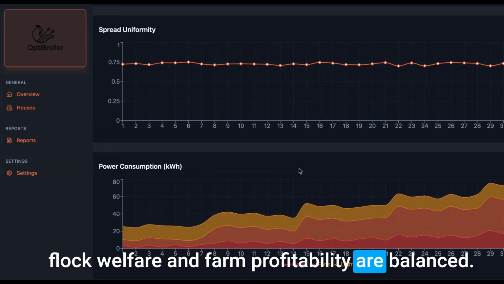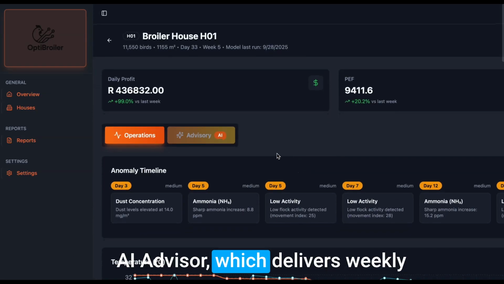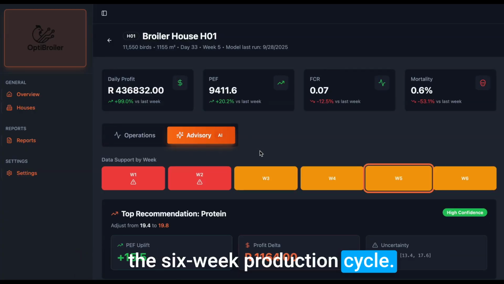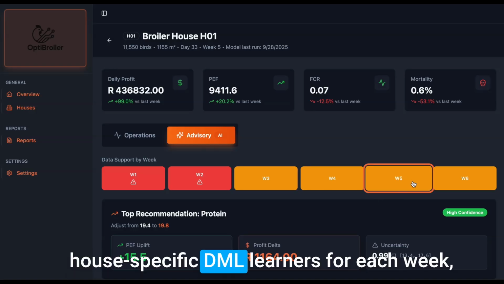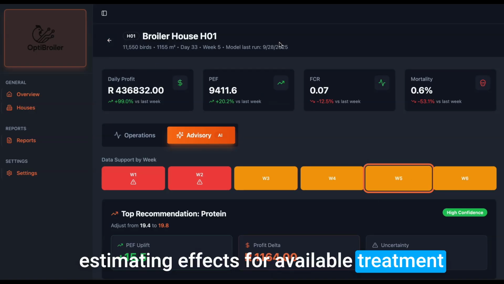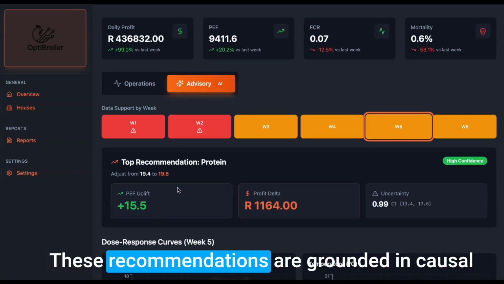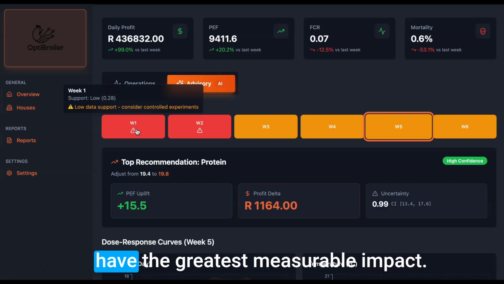At the heart of our platform is the AI Advisor, which delivers weekly data-driven recommendations throughout the 6-week production cycle. Across the 6-week cycle, we train house-specific DML learners for each week, estimating effects for available treatment levers on the poultry efficiency factor, PF. These recommendations are grounded in causal inference models that identify which interventions have the greatest measurable impact.